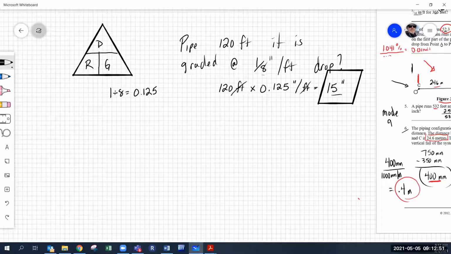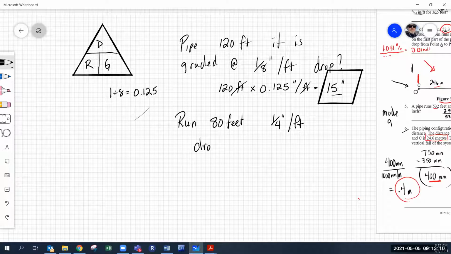Okay, let's do, I'm going to write down another one. So we have a run of pipe. I'm going to say 80 feet. And I have a grade at 1/4 inch per foot. What is my drop?